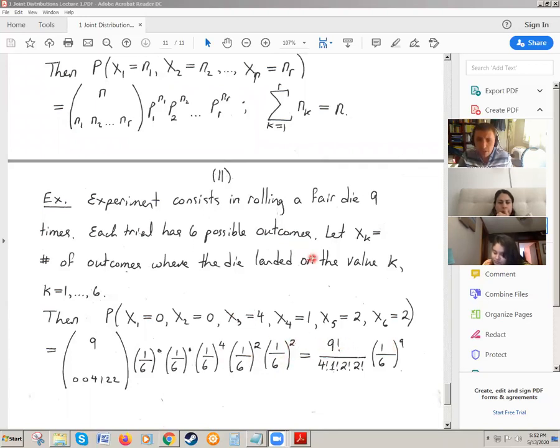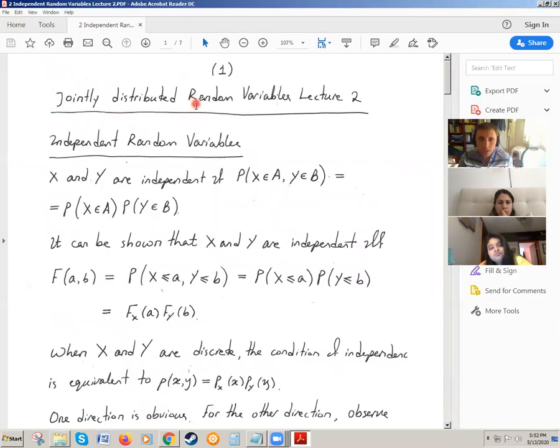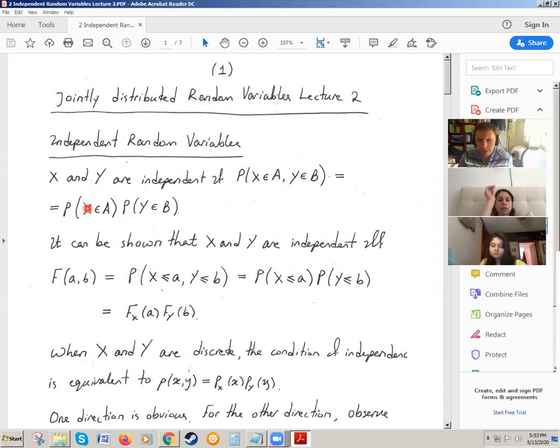Something missing in here. So let's go to the last lecture note, at least the officially last lecture note, which I posted today. Independent random variables, mostly something pretty simple. We say that two random variables, X and Y, are independent if the probability that X belongs to some set A and Y belongs to subset B is the product of the probabilities that X is in A and Y is in B.